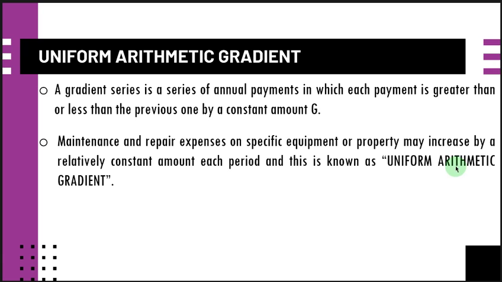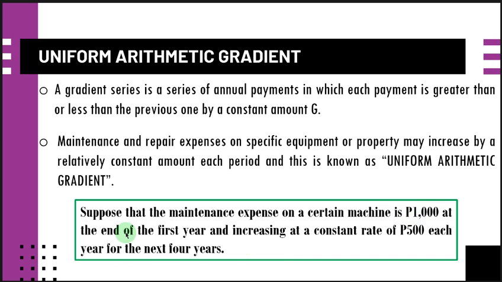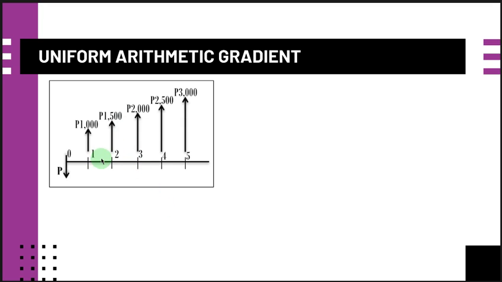And suppose that the maintenance expense on a certain machine is 1,000 pesos at the end of the first year and increasing at a constant rate of 500 pesos each year for the next 4 years. So we have now this cash flow diagram in which at year 0 we have this principal amount P, and in year 1 we have 1,000 pesos, 1,500 pesos in year 2, 2,000 pesos in year 3, 2,500 pesos in year 4, and finally 3,000 pesos in year 5.